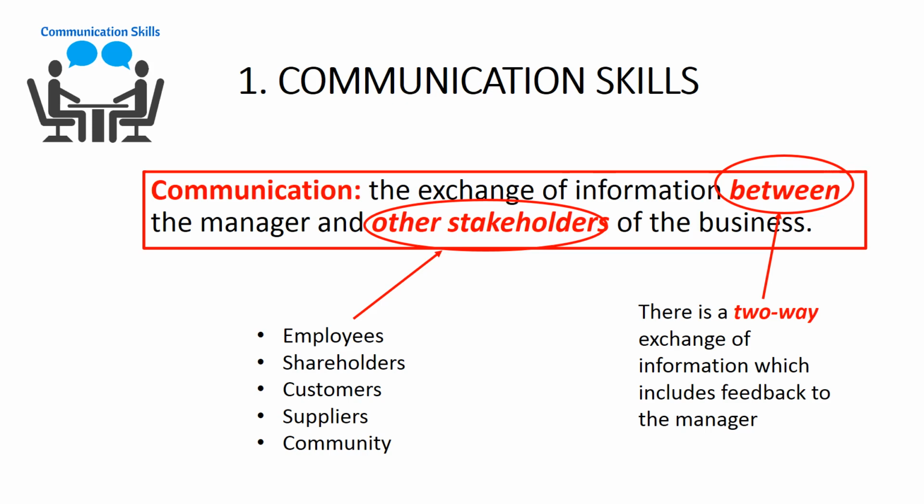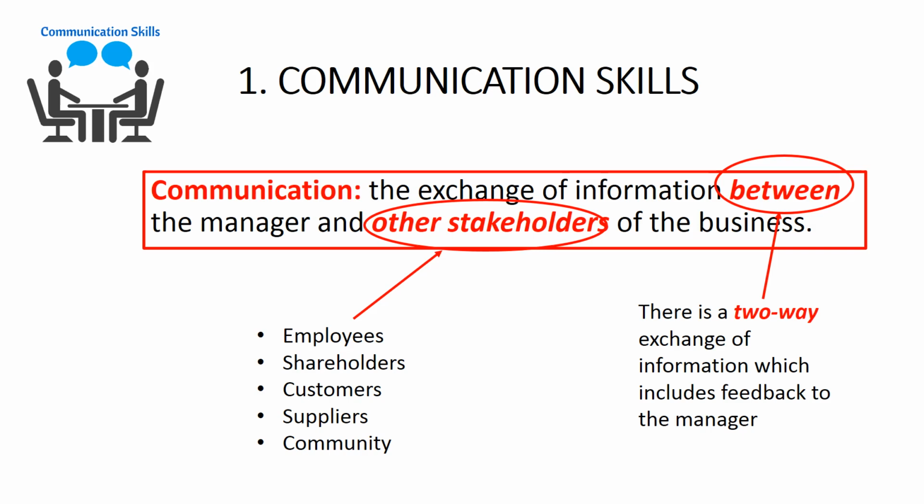For example, about whether the product that is being made by the business can be improved, and if so, how. Managers need to be able to negotiate with suppliers for the supply of inputs to the business and make sure that suppliers understand the requirements of the business.